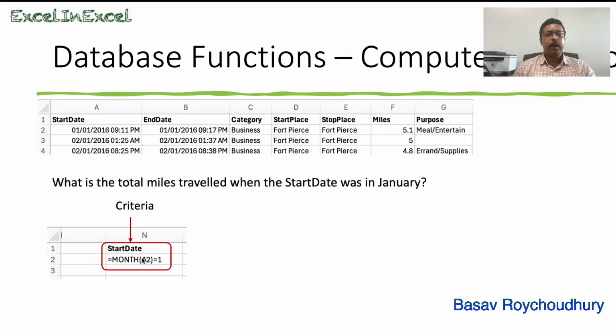So even if I write month of A2 equal to 1, or actually this is how I should write. When I write month of A2 equal to 1, when the D function evaluates, it will first look at the first record and therefore it will look at A2.